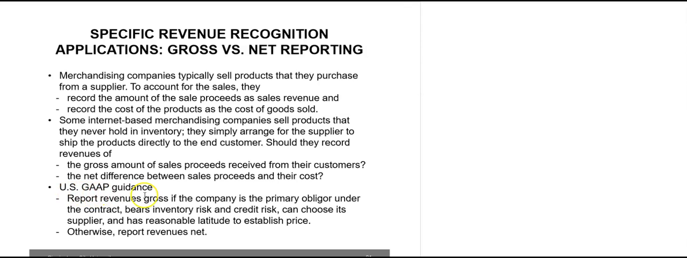So revenue should be reported as gross if the company is the primary obligor under the contract, bears the inventory risk and credit risk, can choose its supplier, and has reasonable latitude to establish the price of the product. Otherwise, the revenue should be reported as net.